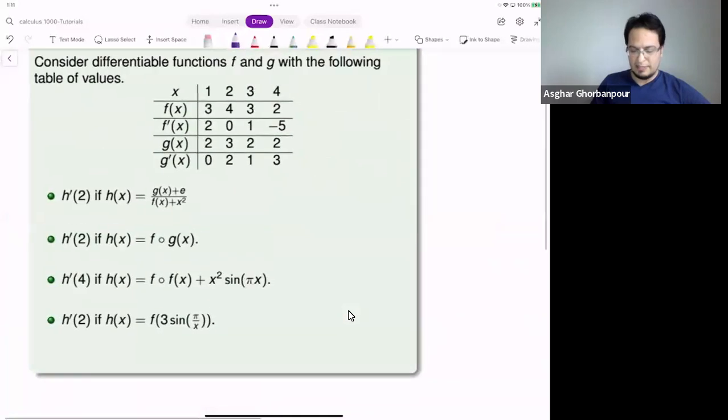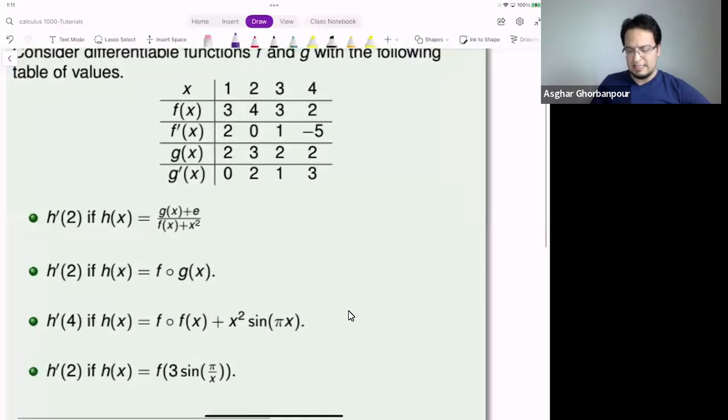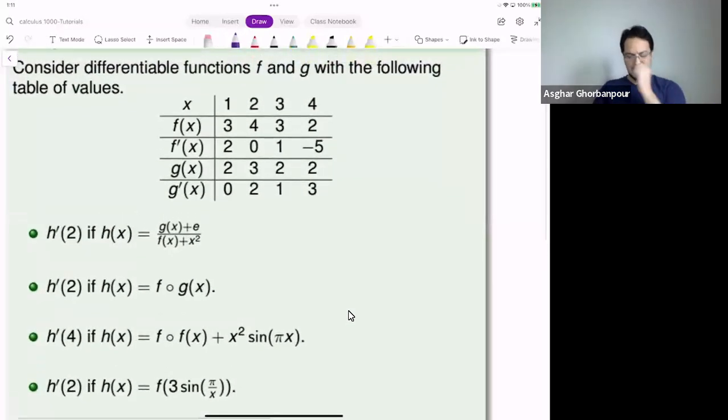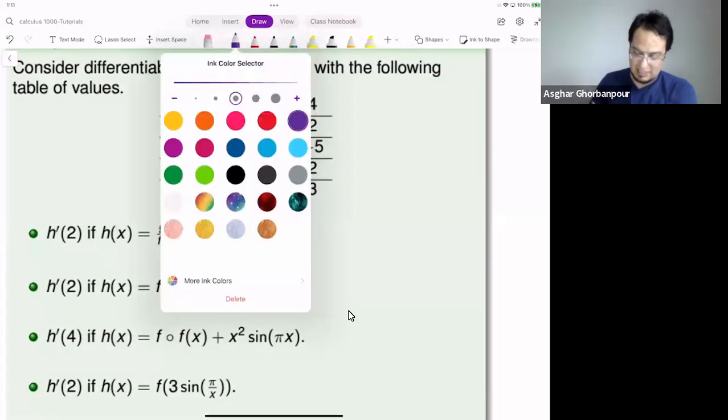Let's do some examples of chain rule. I like these type of questions because that tells you how you use these rules. These are just checking different rules, not necessarily the chain.